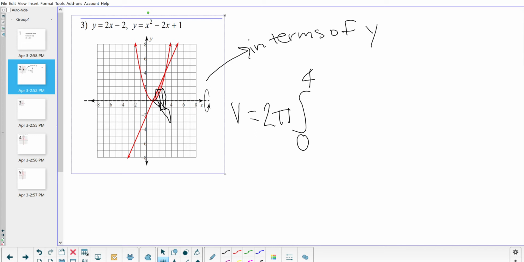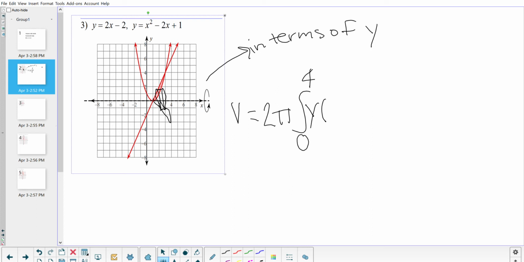So 2 pi RH. The radius of this cylinder is x. Sorry, no, it's y. We're doing this in terms of y. The radius would be y. And then the height would be a difference, right? So the height would be, since it's in terms of y, right function minus left function.